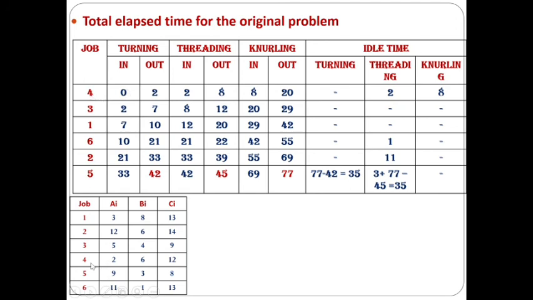Job number 4 on machine 1 requires 2 hours of processing, or whatever the time unit may be. It required 2 units of time. So 0 plus 2 will give you 2. This is a time out, right?